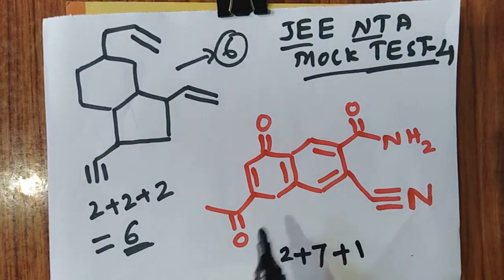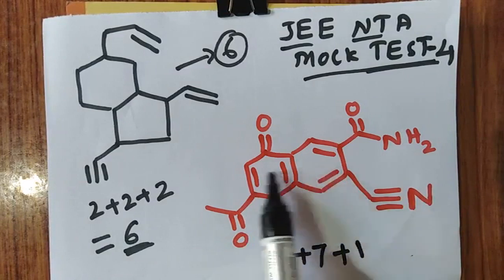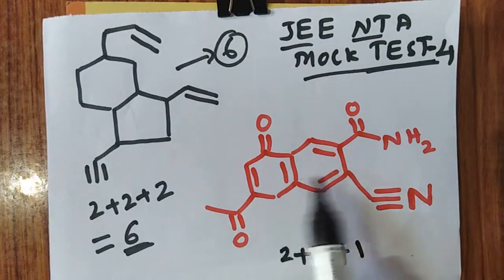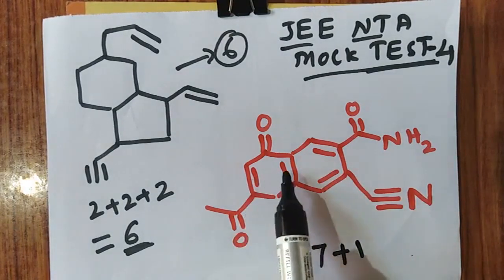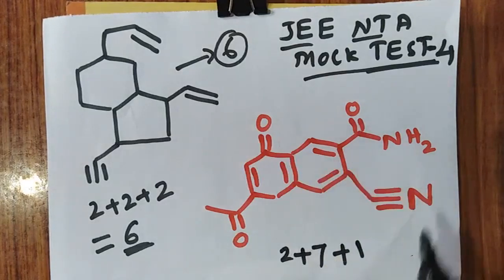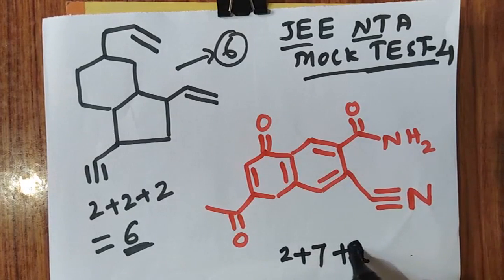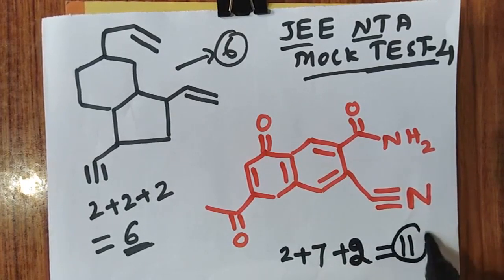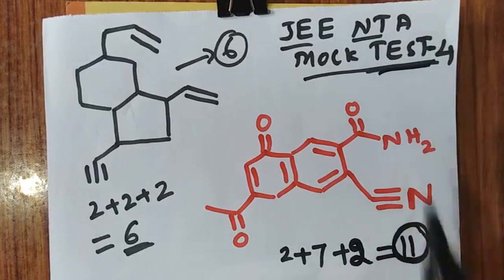See, once again I will tell you. 2 rings are there. Then 1, 2, 3, 4, 5, 6, 7. 7 double bonds are there. 1 triple bond means 2. Sorry, 1 triple bond means how many? 2. So the total is equal to 11, which should be the answer. You can cross check with this test. You can come to know.